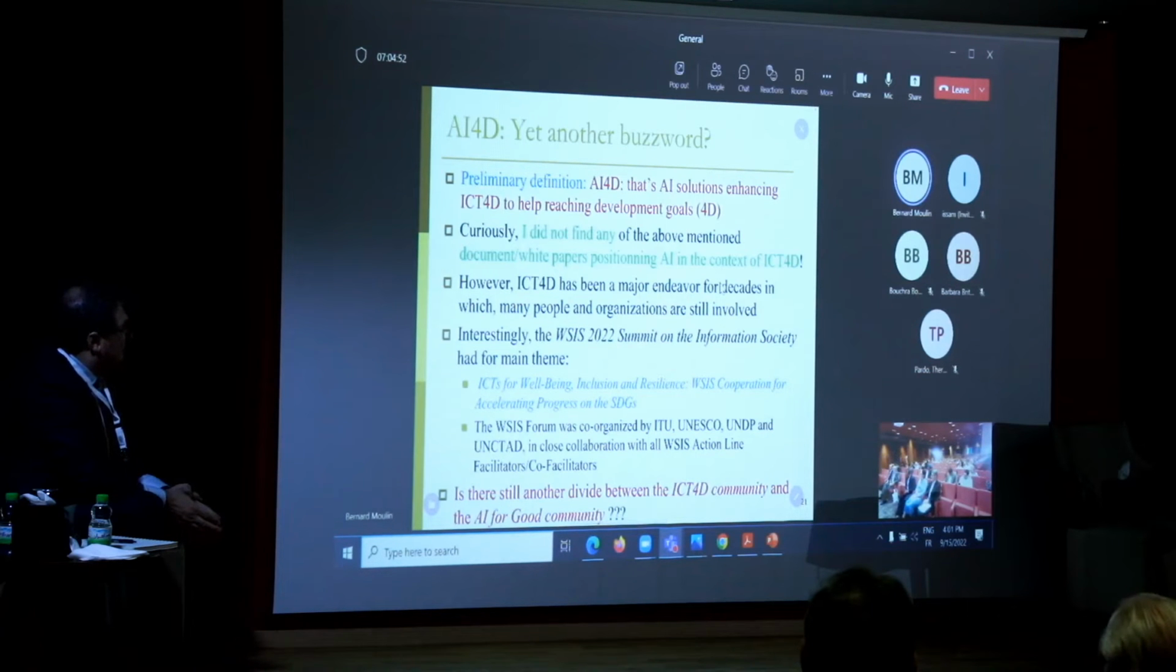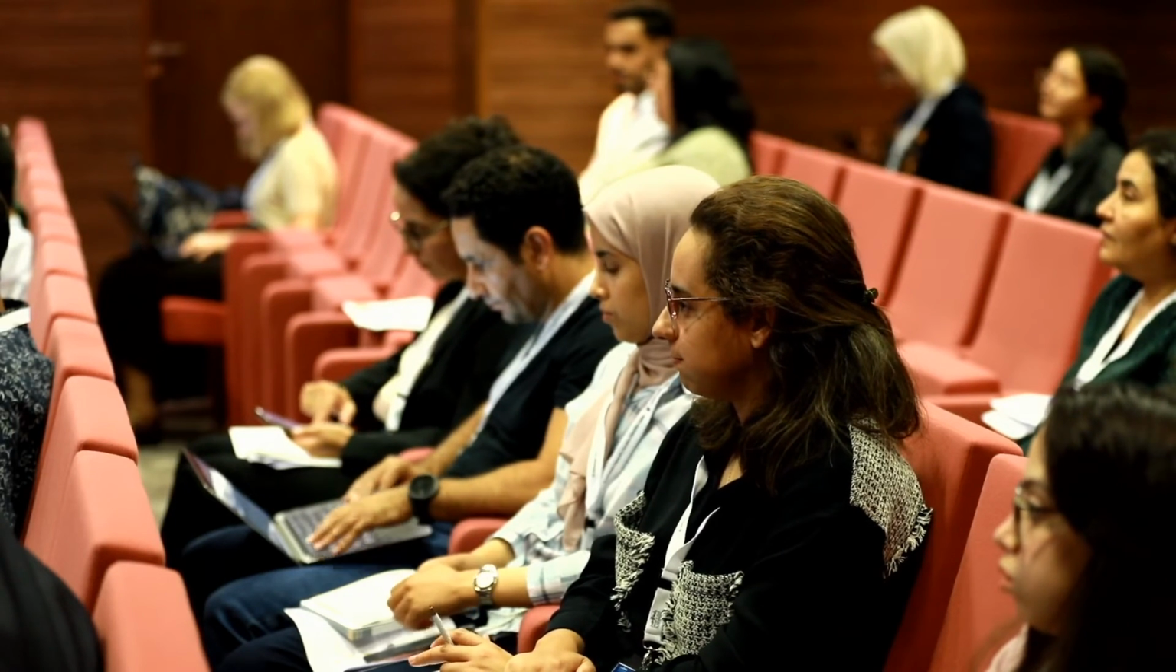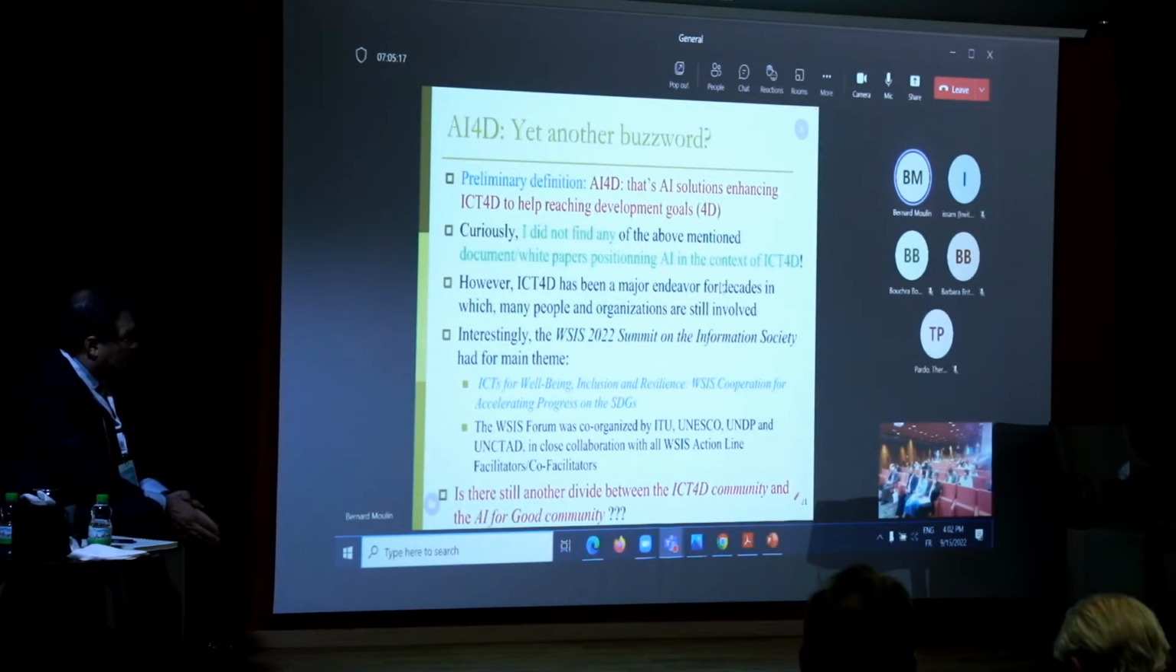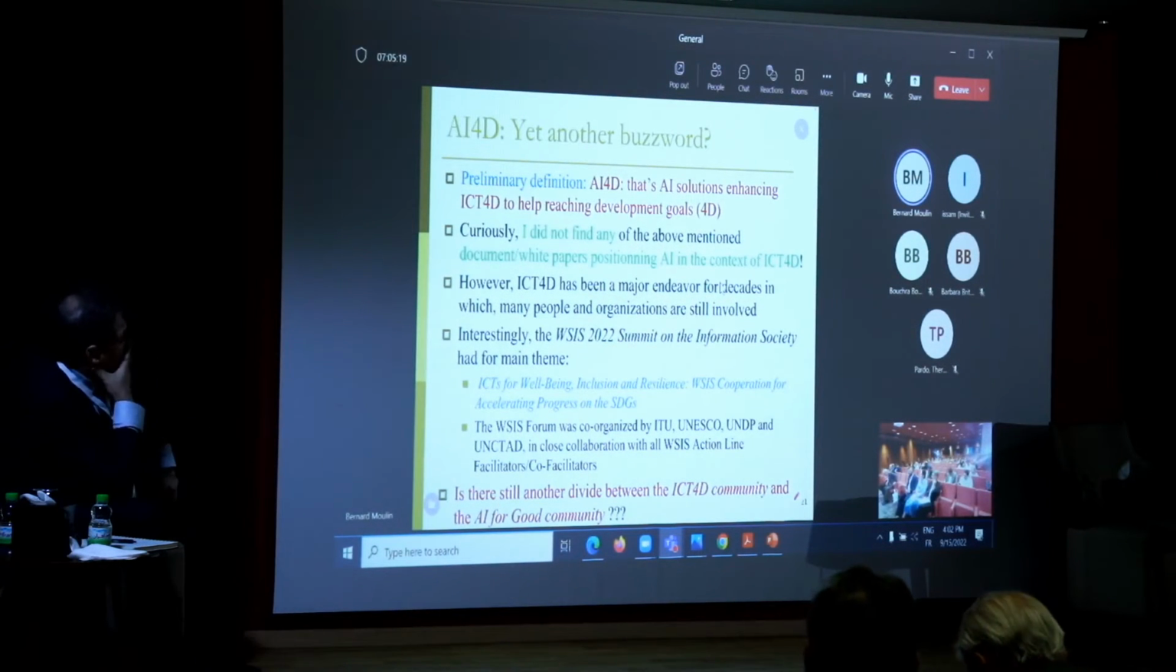Now, let's go to AI4D. Is that yet another buzzword? My preliminary definition is that AI4D is AI solutions enhancing ICT4D. So I bring forward the ICT4D landscape to help reach development goals, the 4D. Curiously, I did not find any of the above mentioned in the documents about AI for good, etc., in the context of ICT4D.